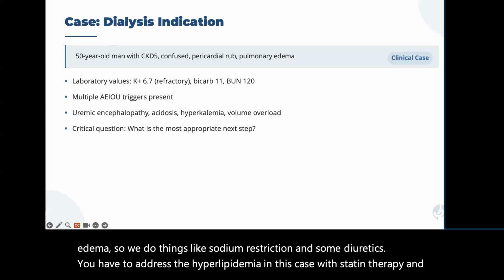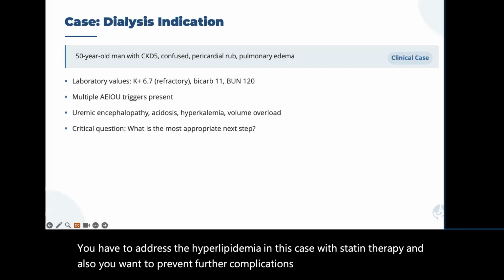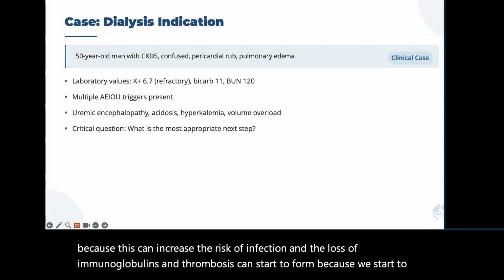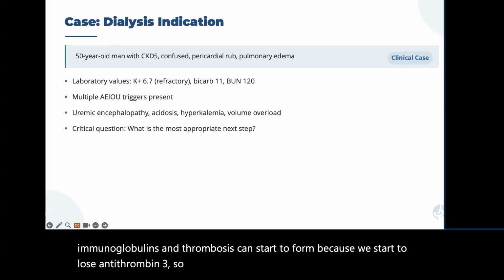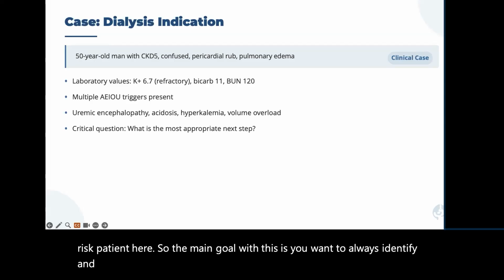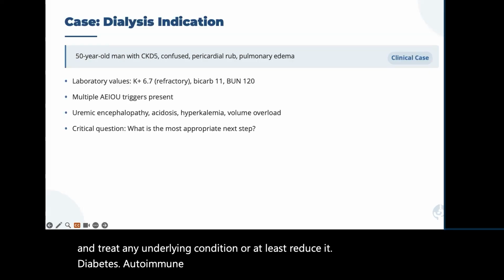And also you want to prevent further complications of nephrotic syndrome, because this can increase the risk of infection and the loss of immunoglobulins. And thrombosis can start to form because we start to lose antithrombin III. So anticoagulation may also be a factor in this high-risk patient. The main goal is you want to always identify and treat any underlying condition, or at least reduce it: diabetes, autoimmune, malignancy, etc.